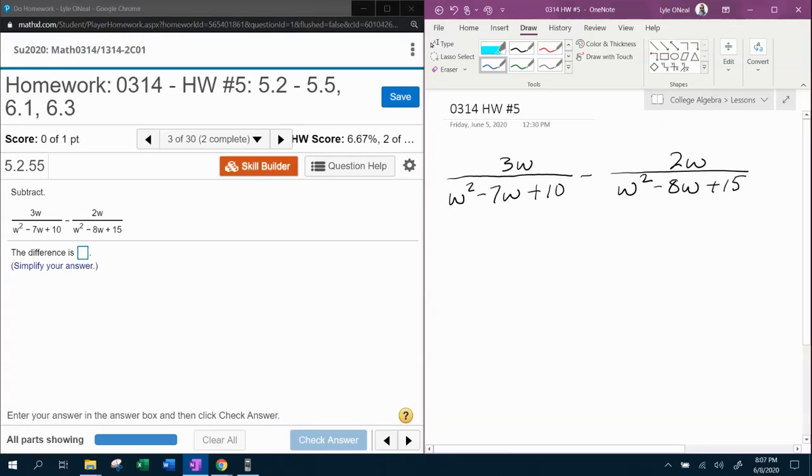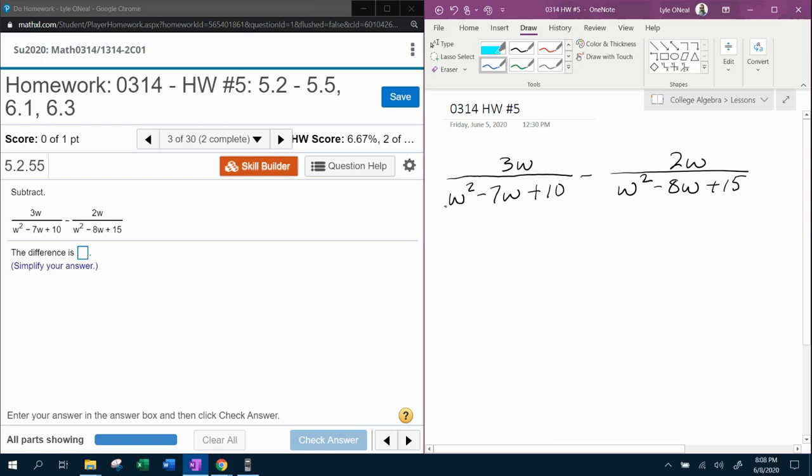All right, here we go. Question number 3 from our 0314 homework number 5 in MyLab Math. And the instructions say subtract. So whether you're adding or subtracting rational expressions, you have to have a common denominator. And if any of the denominators will factor, you have to factor them first.